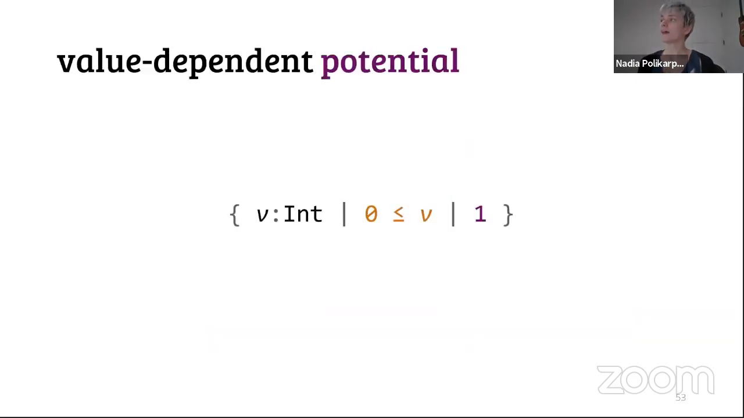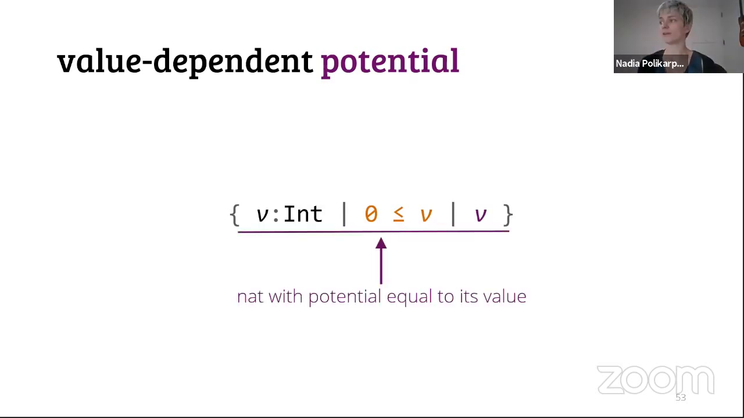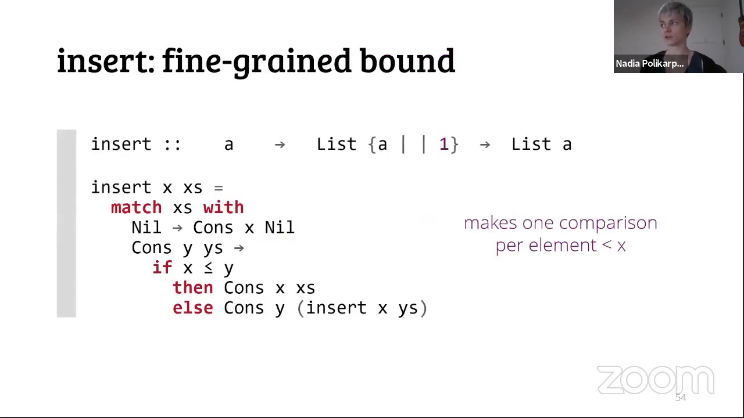In fact, with our potential annotations, so far all the potential annotations that I showed you were just constants, but this doesn't have to be the case. Just like logical refinements can use program variables, so do the potentials. So for example, we can replace this one here with this new variable, and this will denote a natural number whose potential is equal to its value. This is what we call value-dependent potentials, and we can use this mechanism to specify this finer-grained bound on both insert and insertion sort.